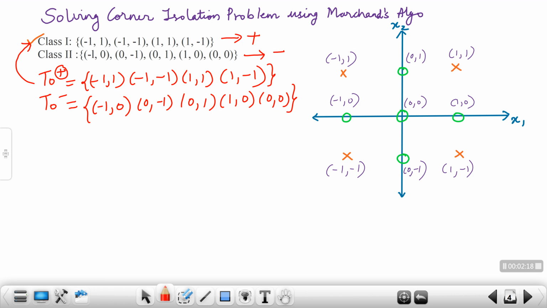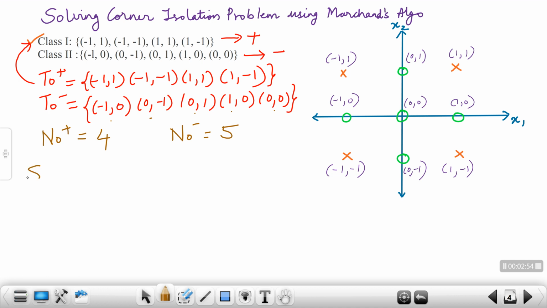Next we have N0 plus and N0 minus. N0 plus is the number of samples which are lying under the set T0 plus, so all the samples belonging to class 1 at the beginning. And N0 minus is the number of samples in class 2 at the beginning. So N0 minus is equal to 5, because there are 1, 2, 3, 4, 5 patterns in class 2. Now we move on to step 1.